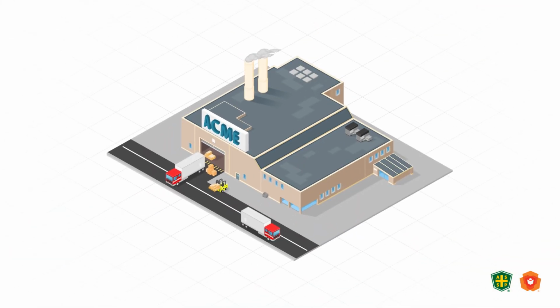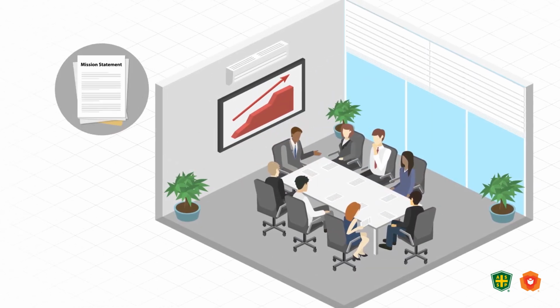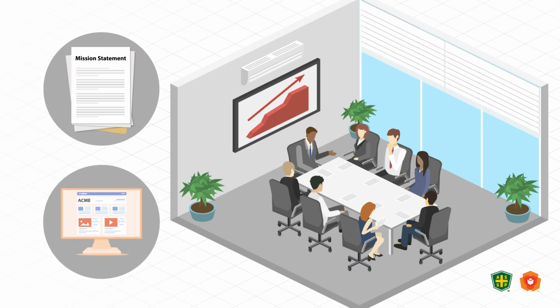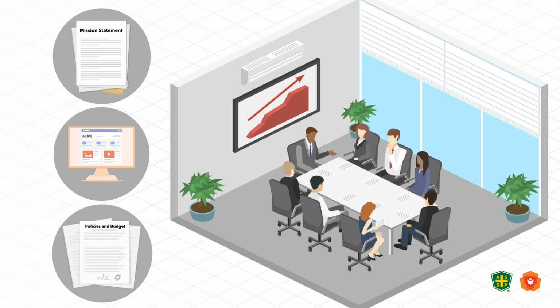So let's go back to Acme Manufacturing to analyze their leadership's commitment to risk management. The executive team has revised the mission statement to emphasize risk management. The same language is reflected on its website. Senior leaders also ensure workers are given time to participate in risk assessment team meetings and approve risk management-related expenses, such as purchasing tools, equipment, or safety controls recommended by the risk assessment teams.